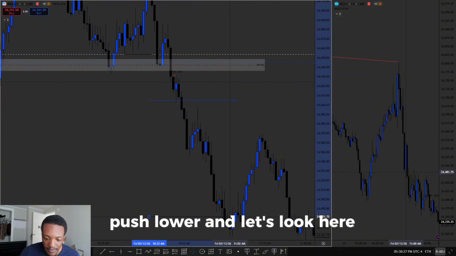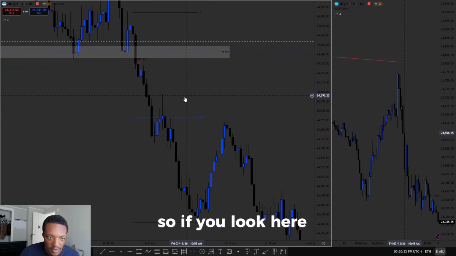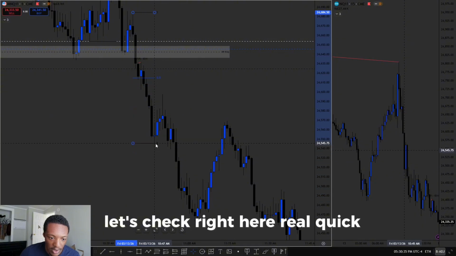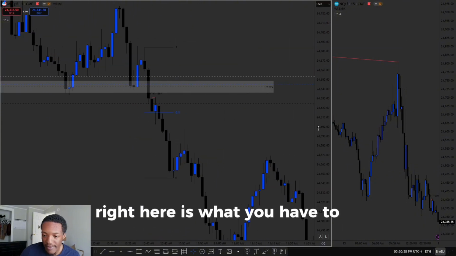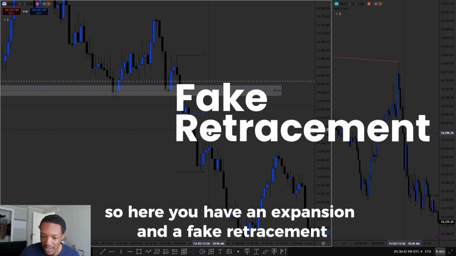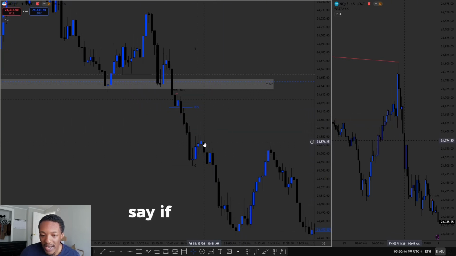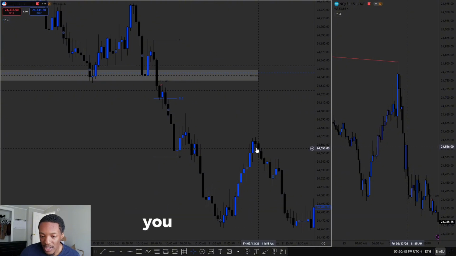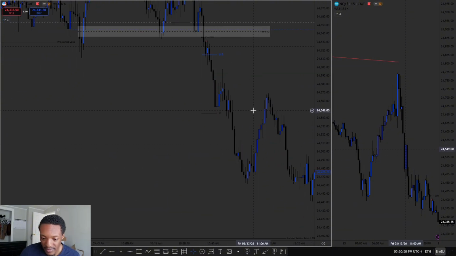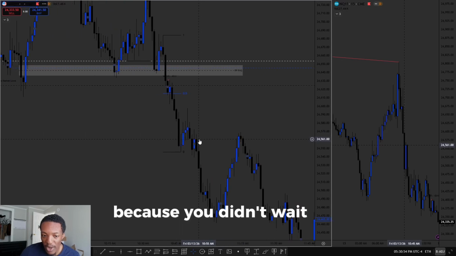And let's look here. So if you look here, let's check right here real quick. So this right here is what you have to be mindful of as well. So here you have an expansion and a fake retracement. Most traders will FOMO into this, and what will happen? Say if you FOMO'd into this somewhere in here, you take a break even. You take a break even because you didn't wait on a proper retracement.